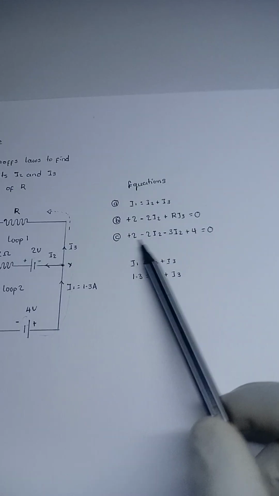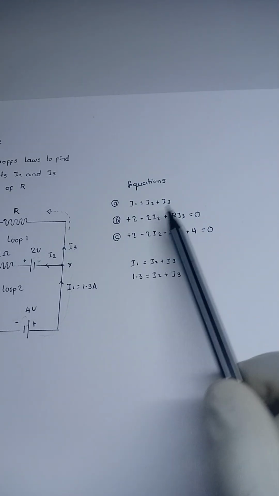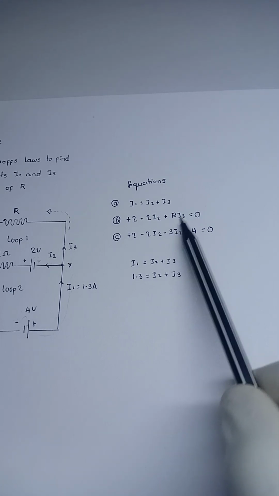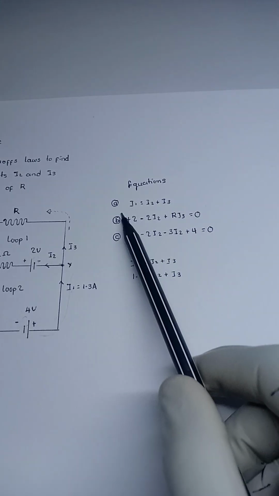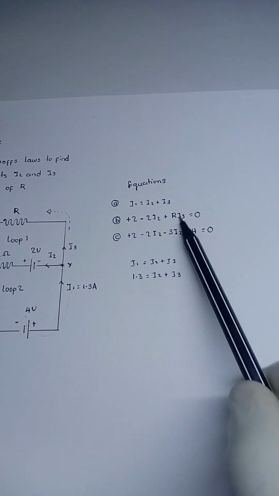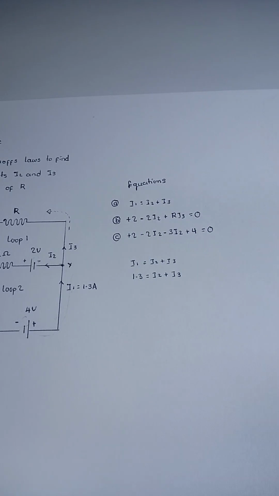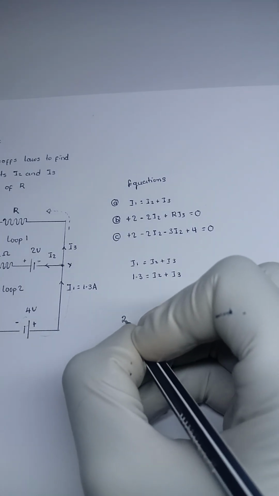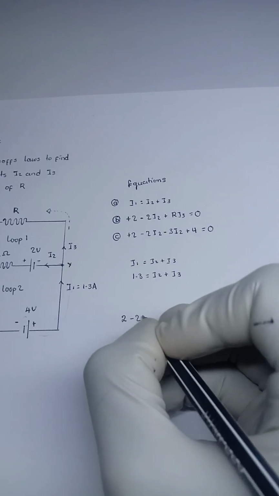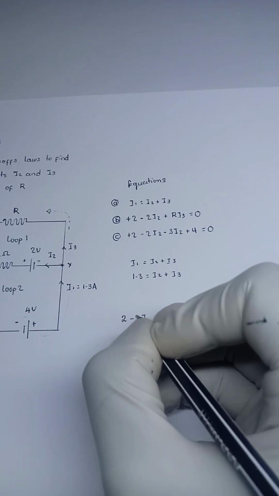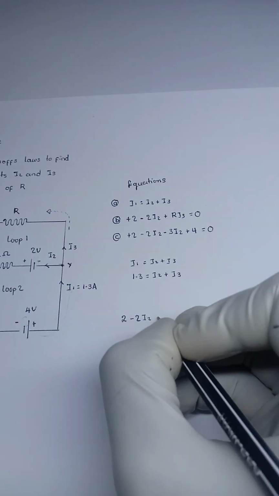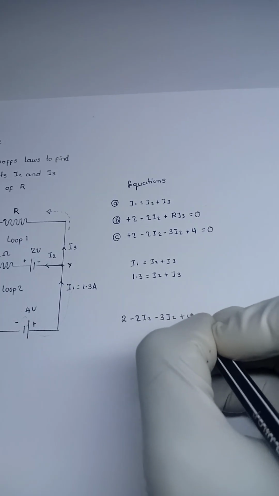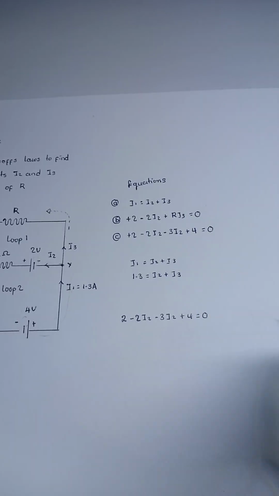This is the simpler one, because this other one has I2, it has R which we don't know, and it also has I3 which we don't know. So this one has three unknowns, and it is going to be last. So let me get this one. This equation says 2 minus 2I2 minus 3I2 plus 4, and it's equal to 0.